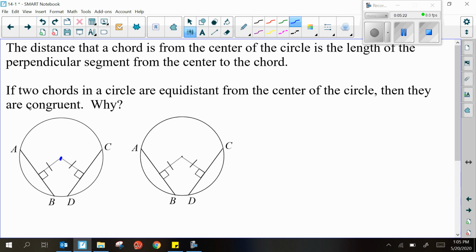Okay, so I want to know if two chords in a circle are equidistant from the center of the circle, then they are congruent. Why is this true? All right, so we have these perpendicular distances, and notice they're congruent. So I have the right angle. What happens if I draw in this blue segment and this blue segment? And then I'm going to do on the other side another one and another one. Well, all those I just drew in are radii. That means they're all congruent.